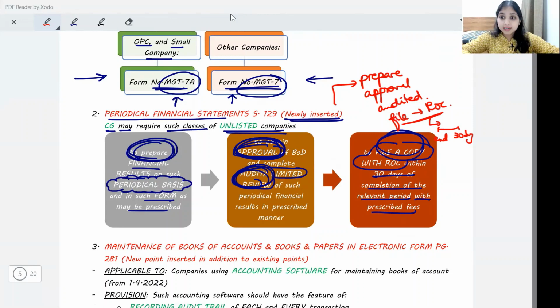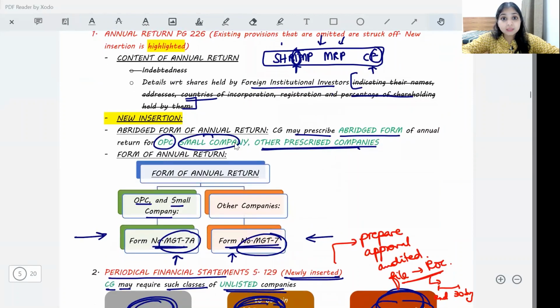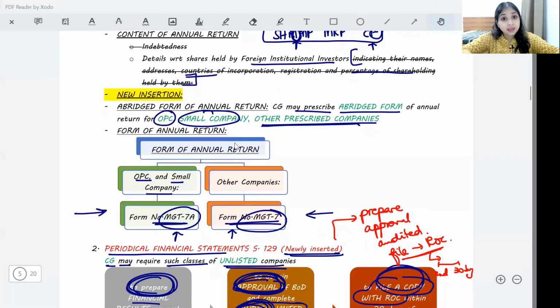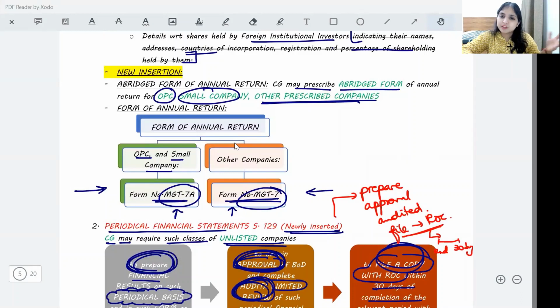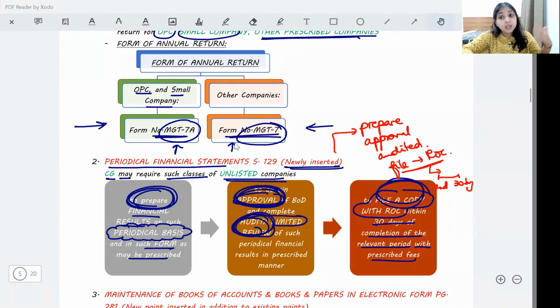Okay, so understood both my amendments, guys. The first amendment was about annual return. Annual return, we learned about 3 points. Indebtedness, you don't have to write. Foreign institutional investors, limited points only to be written. Then central government may prescribe an abridged version, a summarized version, a simpler version for one-person company and small company. Accordingly, for one-person and small companies, you have form MGT 7A, and for other companies, you have form MGT 7.